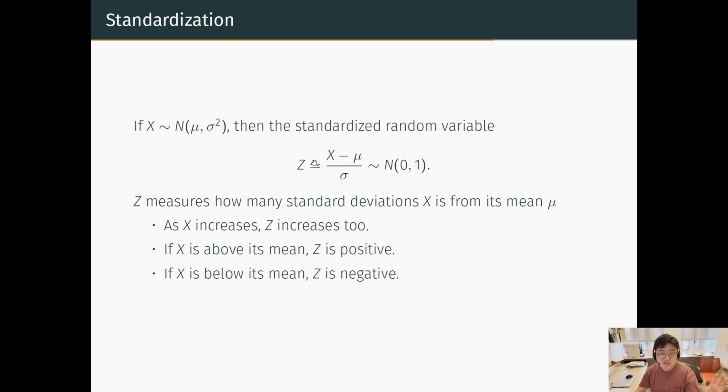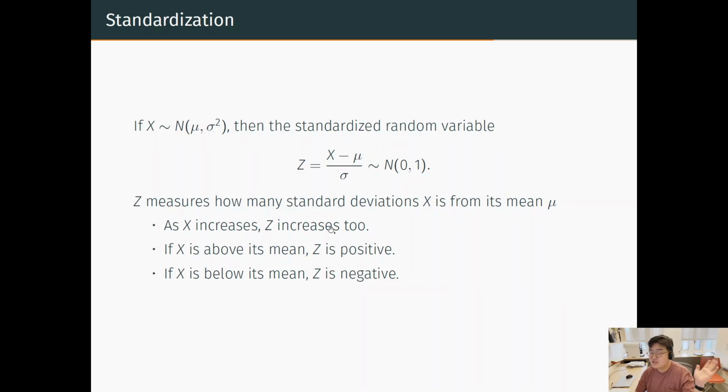The standardization captures how many standard deviations you deviate from its mean, right? If z is plus 1, that means the x value is 1 standard deviation greater than its mean. If z is minus 2, that means the x value is 2 standard deviations below the mean. Like that, z is pretty informative, right?